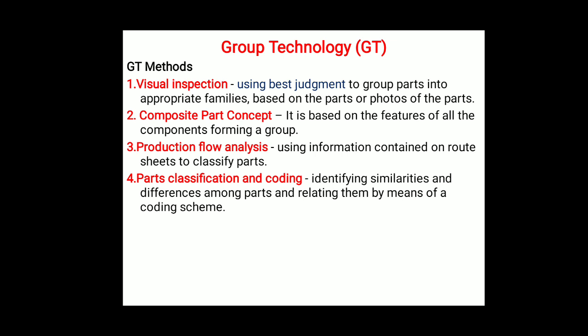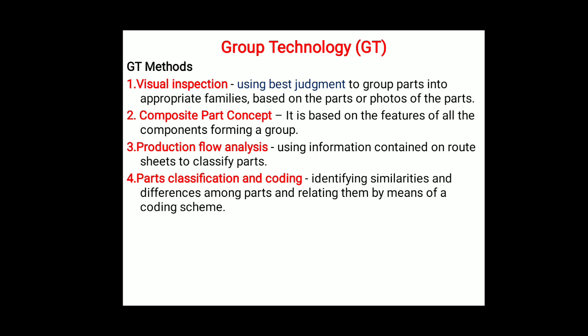Next is production flow analysis. In this third method, we form groups by using information from our operation numbers and operation sheets. From that we classify our groups. This is the third type of group technology method. So we have to identify what processes and what operations are going to be performed on that part. By using these machining operations we create the separate groups.